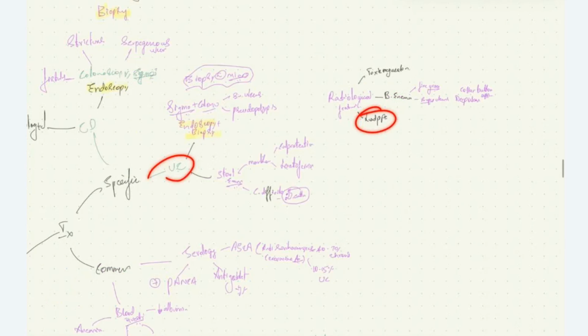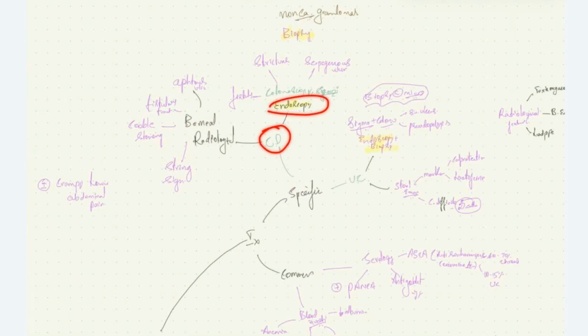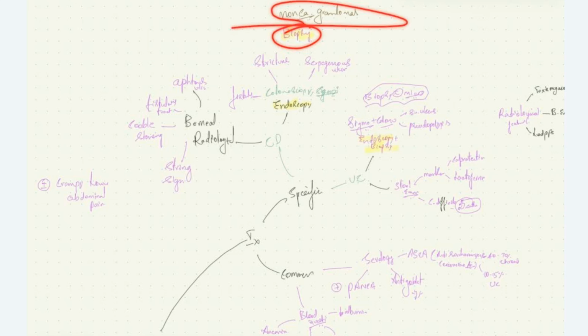In Crohn's disease, on colonoscopy and sigmoidoscopy, we can see findings like serpiginous ulcers, which we already discussed, strictures, fistulas, fissures, and also the cobblestone appearance. On biopsy, we see non-caseating granulomas, cryptitis, cryptasis, and ulcers, fistulas, etc.